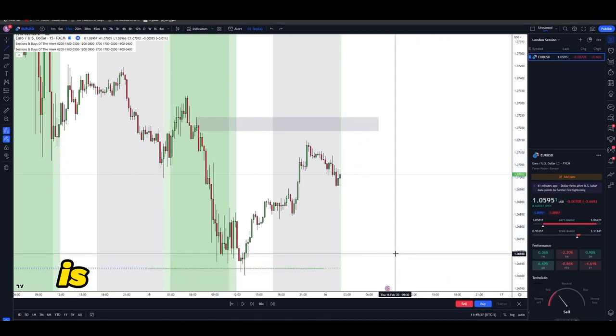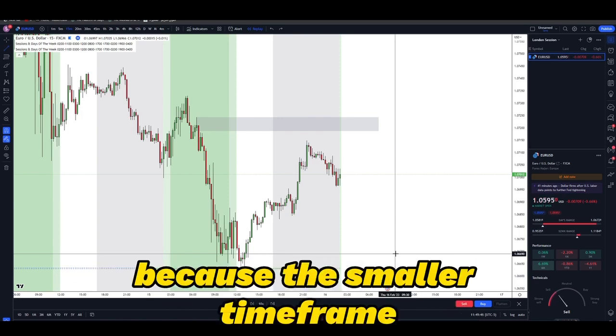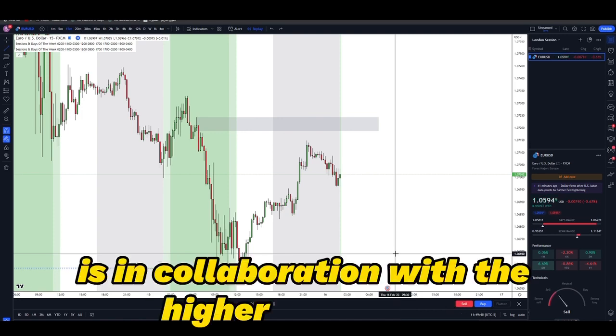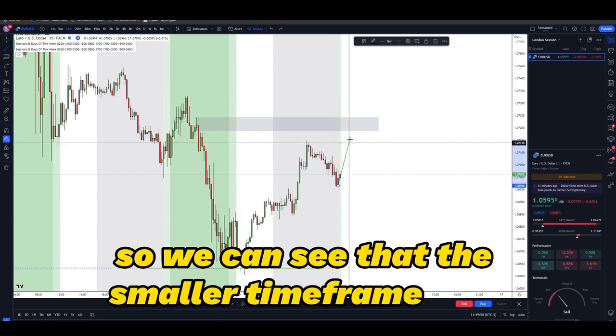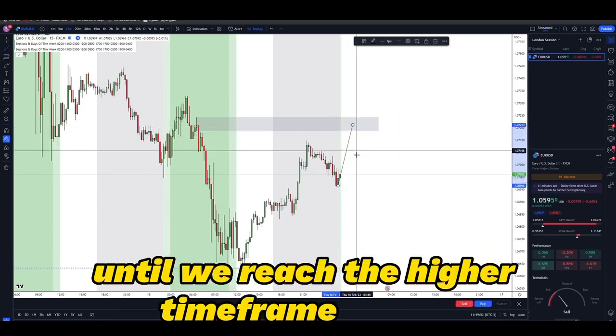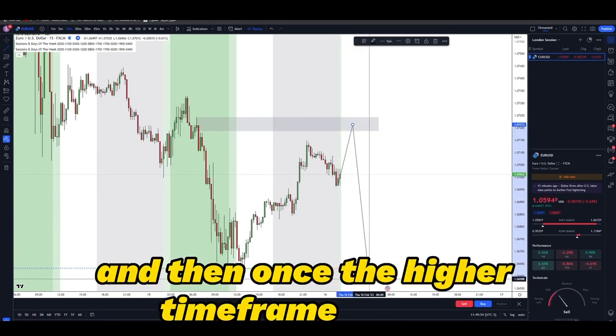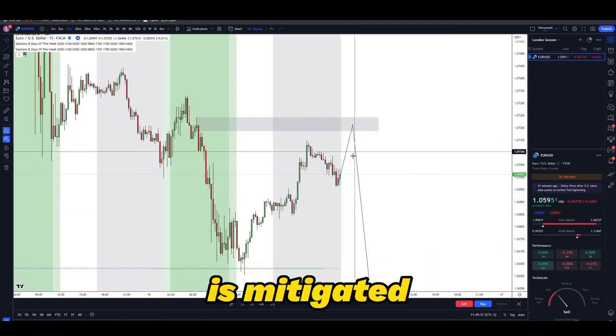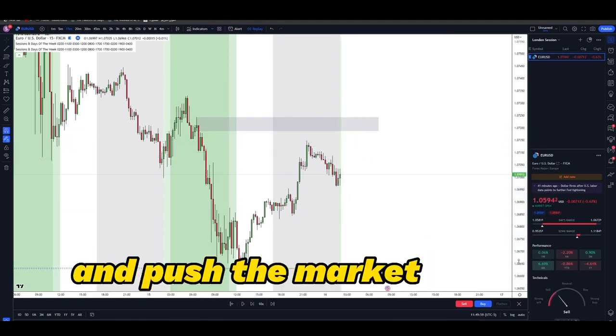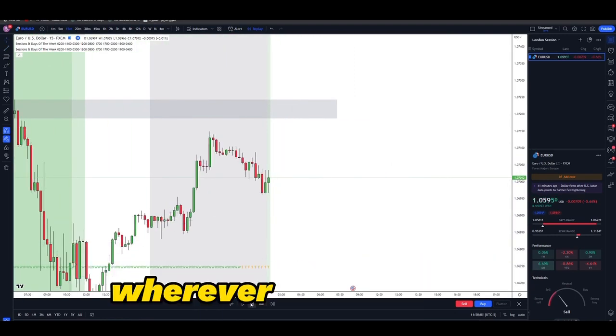So step number 3 is literally just going down to the session, and then figuring out what the smaller time frame is doing, because the smaller time frame is in collaboration with the higher time frame. So we can see that the smaller time frame is in control until we reach the higher time frame supply, and then once the higher time frame supply is mitigated, the higher time frame will take over and push the market all the way down to wherever it needs to go.